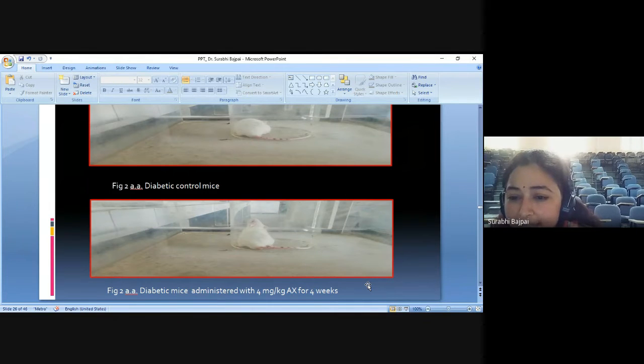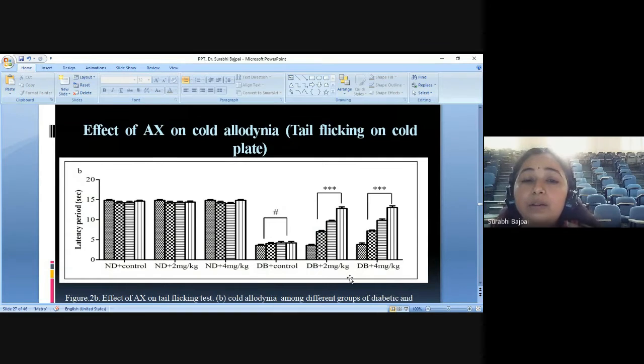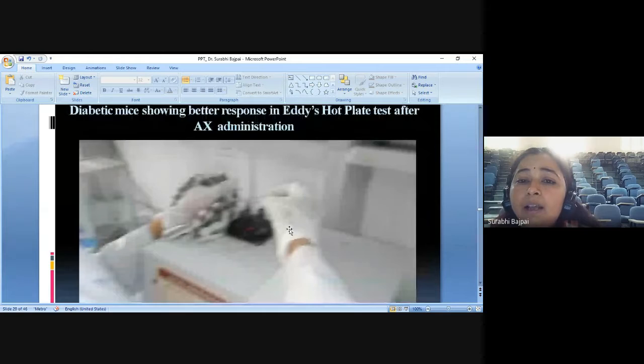You can see slight flicking in the lower mice, which were administered 4 mg per kg of astaxanthin for near about 4 weeks. Maybe it could have increased even more if we had looked at 6 weeks, but most of the studies have been limited to 4 weeks, so that is why we chose this time period. Then there was the effect of AX on the cold allodynia test. We have seen the results, so we are not going to discuss it again.